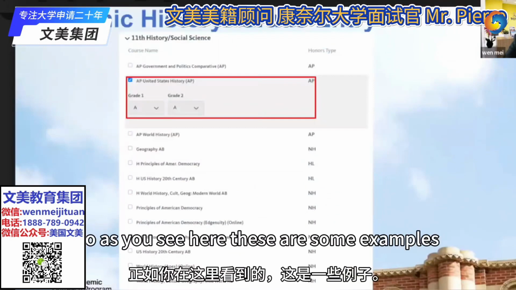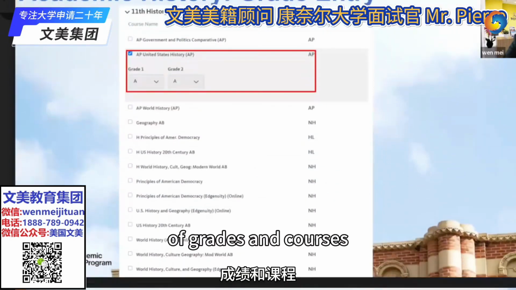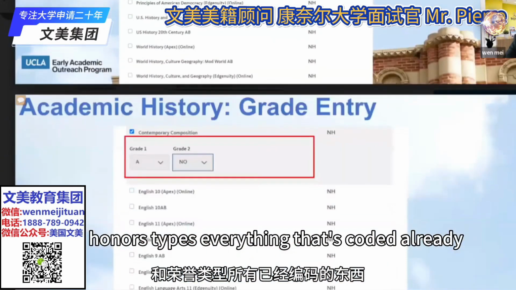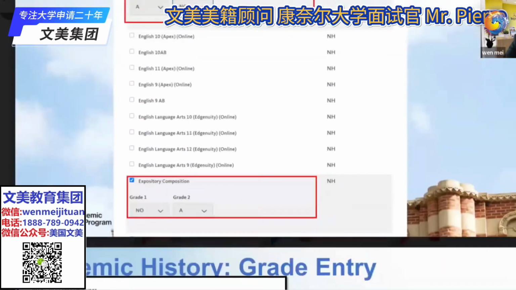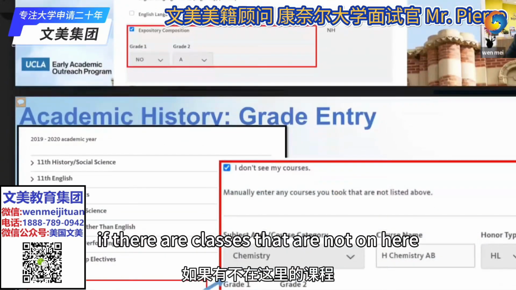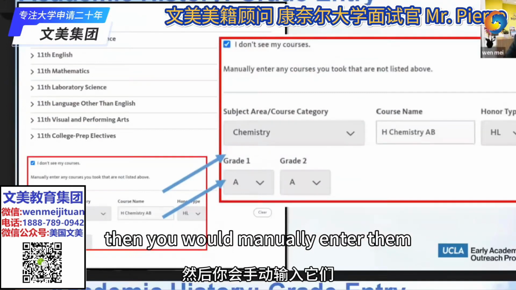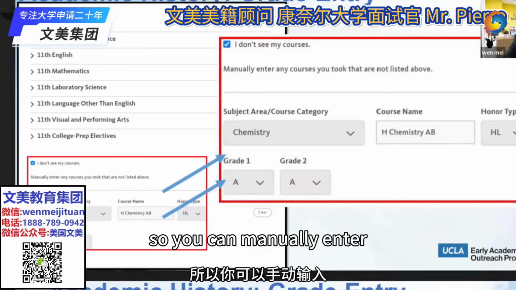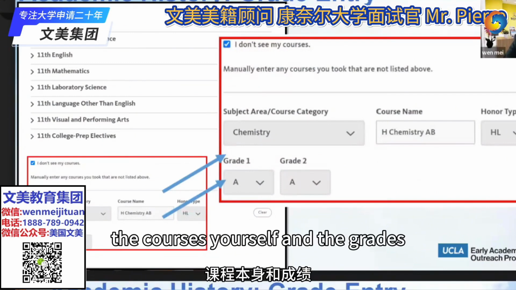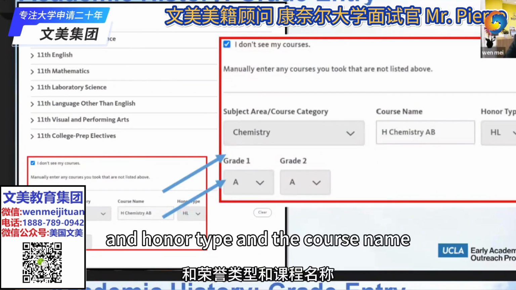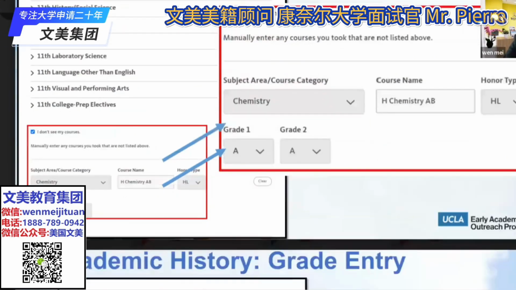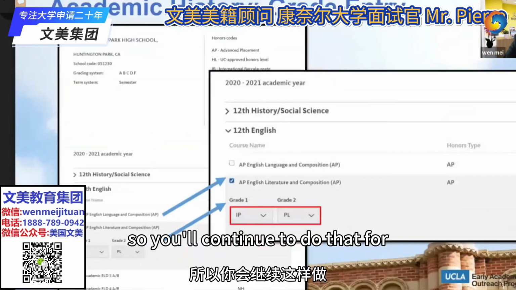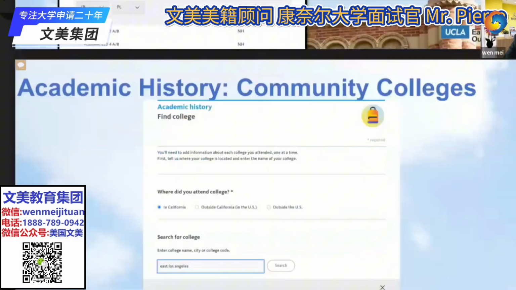So as you see here, these are some examples of grades and courses and honors types, everything that's coded already. So you would just look up your class. If there are classes that are not on here, then you would manually enter them. So they have that option here too, that I don't see my courses. So you can manually enter the courses yourself, and the grades and honor type and the course name. So you'll continue to do that for all school years.